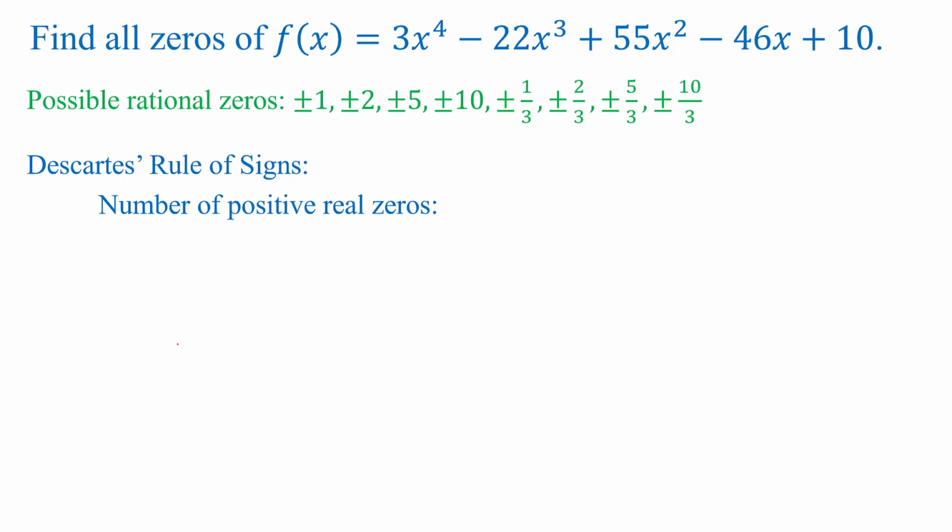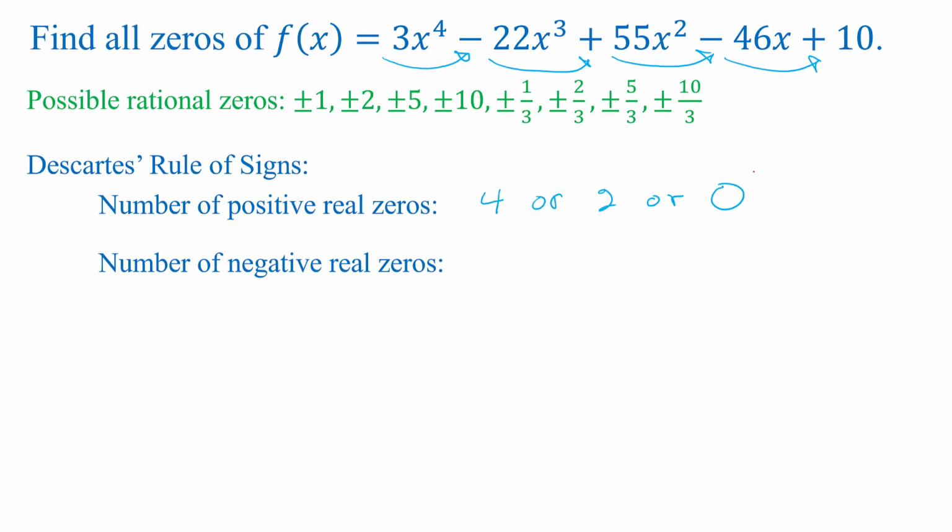If we look for the number of positive real zeros, we look at f of x going from left to right. We have 1, 2, 3, 4 sign changes. So there will be either 4 or 2 or 0 positive real zeros. The number of negative real zeros we get from f of negative x. And if you see, I have f of negative x here. There are no sign changes, so there will be 0 negative real zeros.